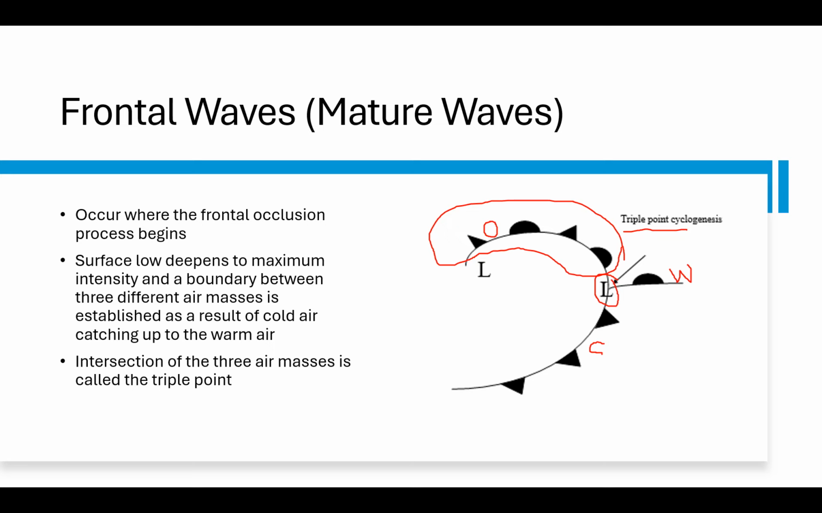We have a wave cyclone developed along the triple front here, right here, and it's going into an intensification stage. This is the mature wave stage. We got an occlusion that just began, and the process has begun.